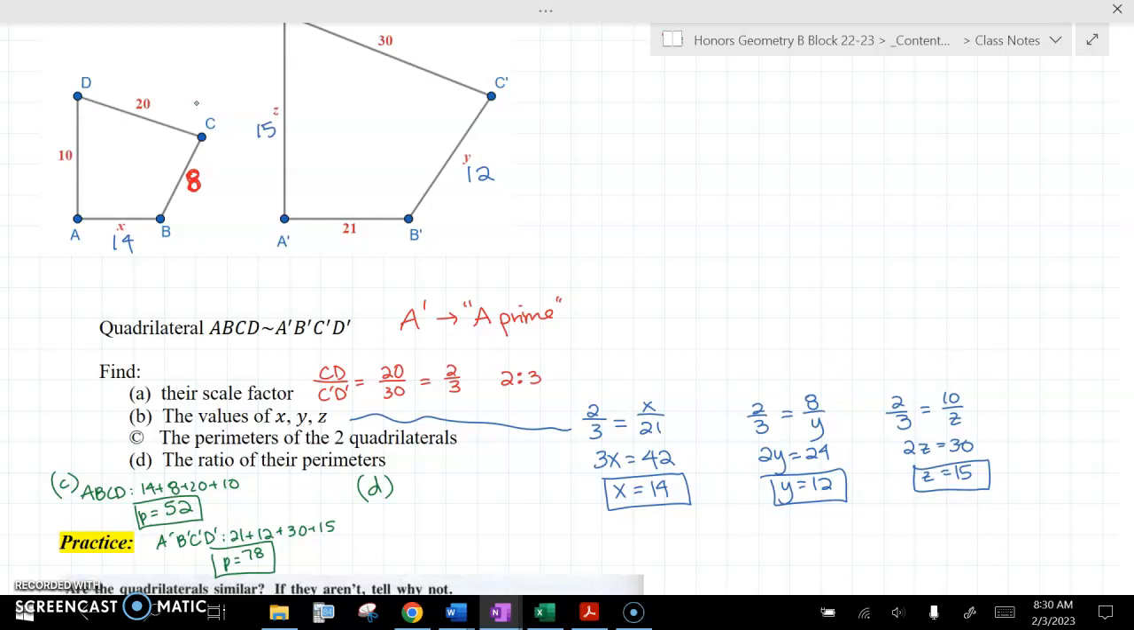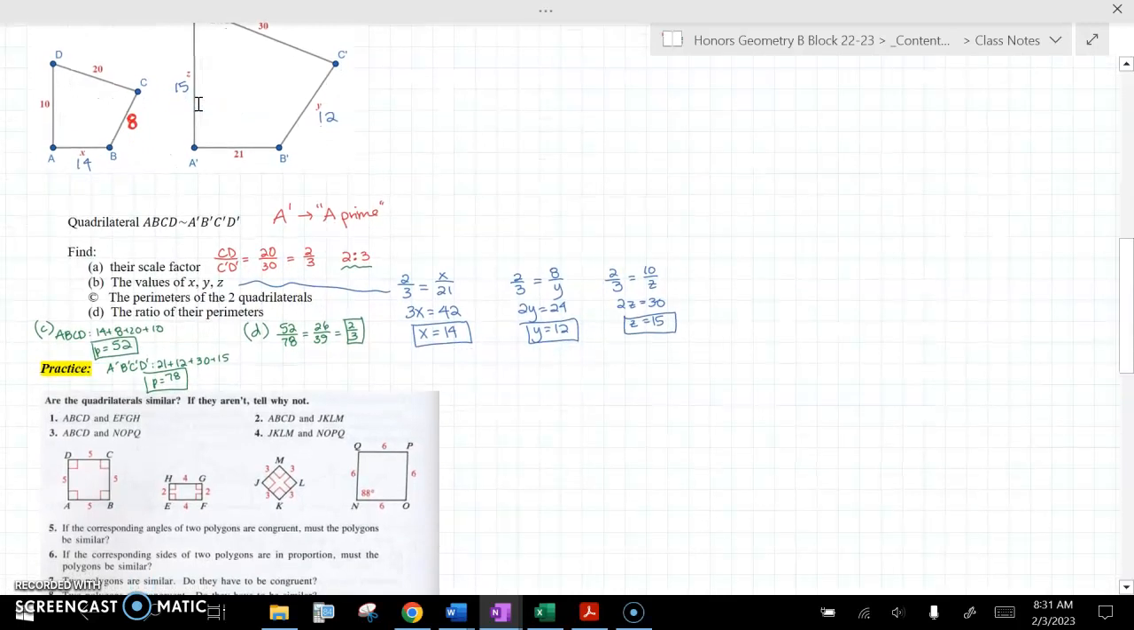Now, part D asks you to find the ratio of the perimeters. And so if we're finding the ratio of the perimeters, again, we're going to go from the smaller figure to the bigger figure. So I have 52 to 78. And if I want to reduce that, I know that 2 goes into both of those. And 2 goes into 52 26 times. And then you've got 26 over 39, which will reduce by 13. And what do you notice? The ratio of the perimeters is actually the same as the ratio of the overall figure.